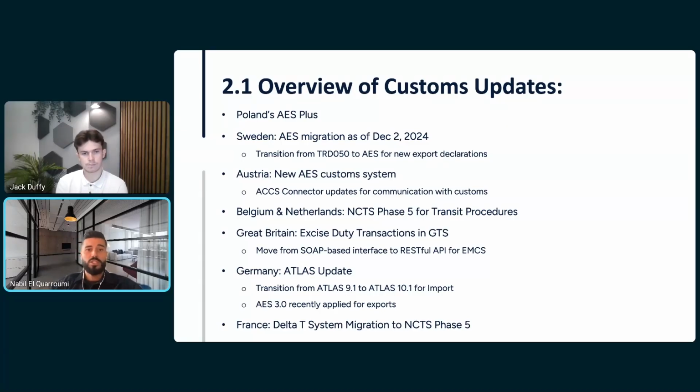We have as well some changes on the NCTS, so for the transit, for Belgium and Netherlands that are upcoming. For UK or Great Britain, we also have some changes in the excise window, which are a bit technical, but they move from the SOAP interface to what they call a RESTful API for excise. We had some Atlas changes as well for the versions, if you're familiar with them. On the import, they moved to 10.1, which is currently happening. And on the export, we had the AES 3.0.